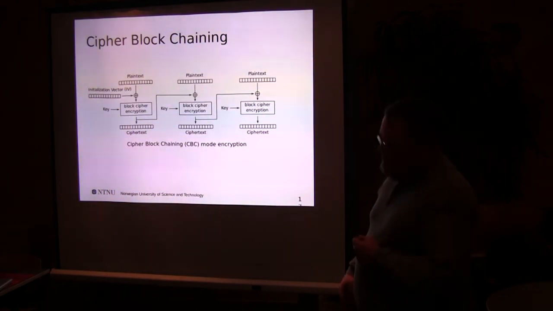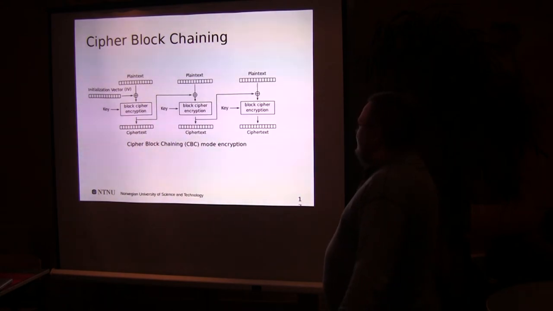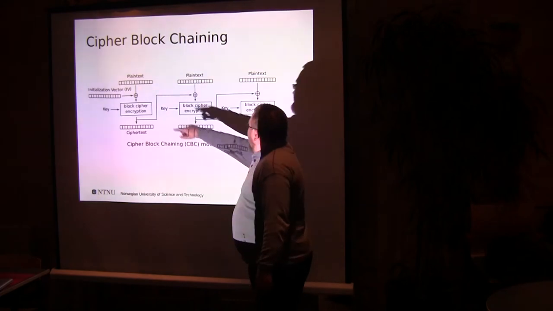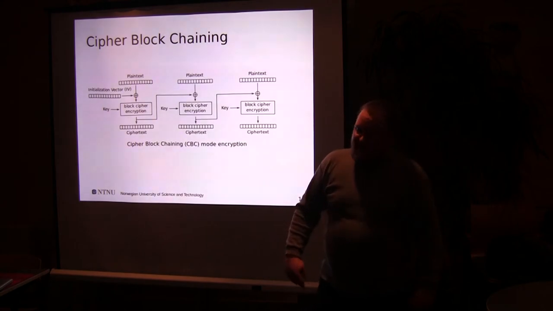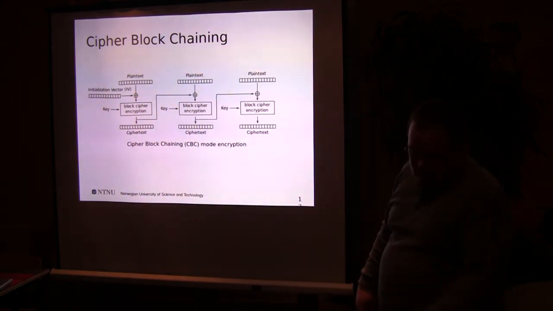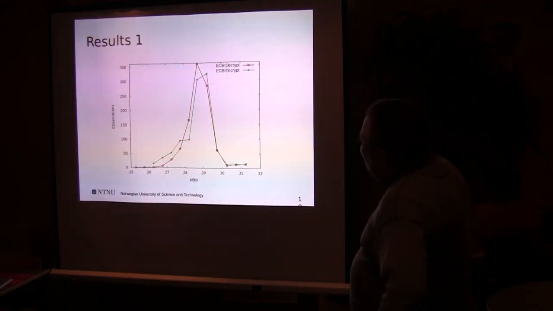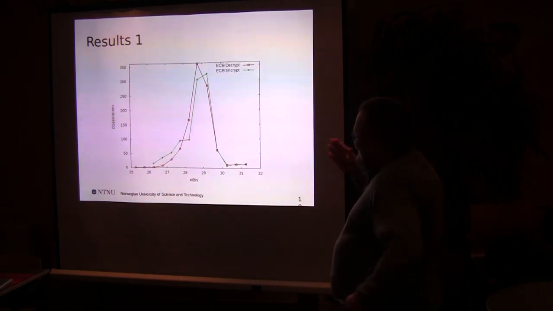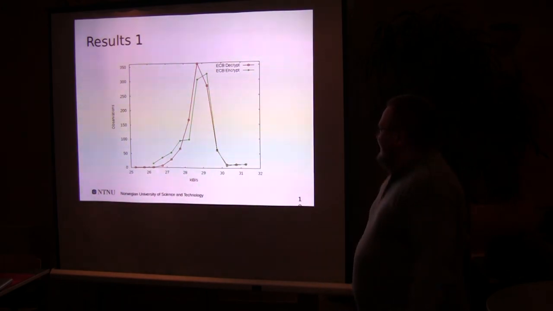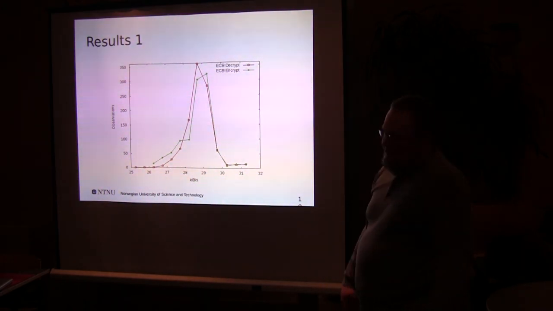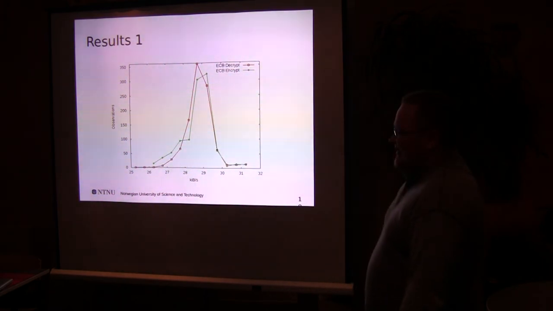I started off by implementing cipher block chaining, or technically I implemented an electronic codebook, since I just put the actual cipher encryption on the device. Ran it, tested it. Okay, that's not very fast. There was this point limit, slow. It ended up being around 28, 29 kilobytes per second throughput, which is not impressive at all.